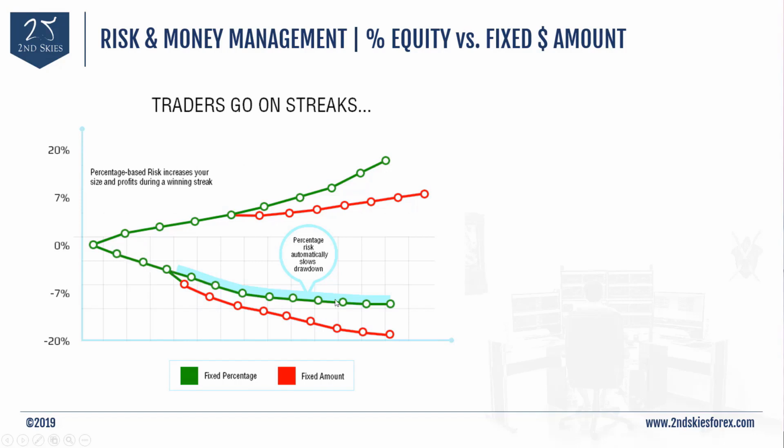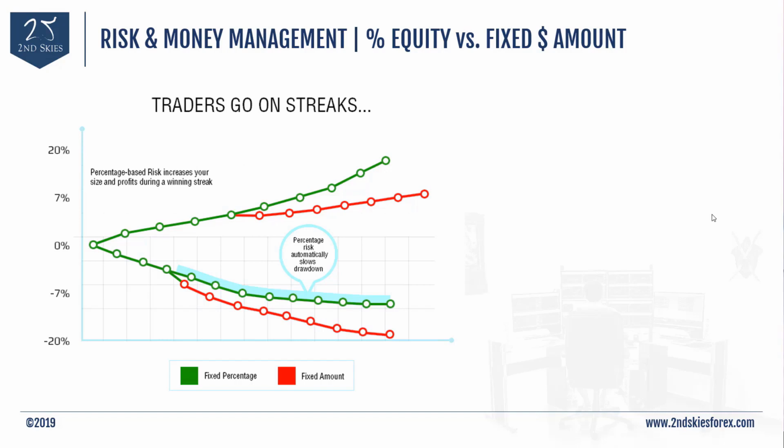And same on the losing streaks. The fixed percent model slows down your losses as you go on a losing streak, whereas the fixed dollar amount continues to drop your account even more. We've run a lot of simulations when it comes to fixed percent versus fixed dollar amount. And in 7, maybe 8 out of 10 scenarios, fixed percent does better than fixed dollar amount. And so I can't recommend enough that this is the model you should adopt.